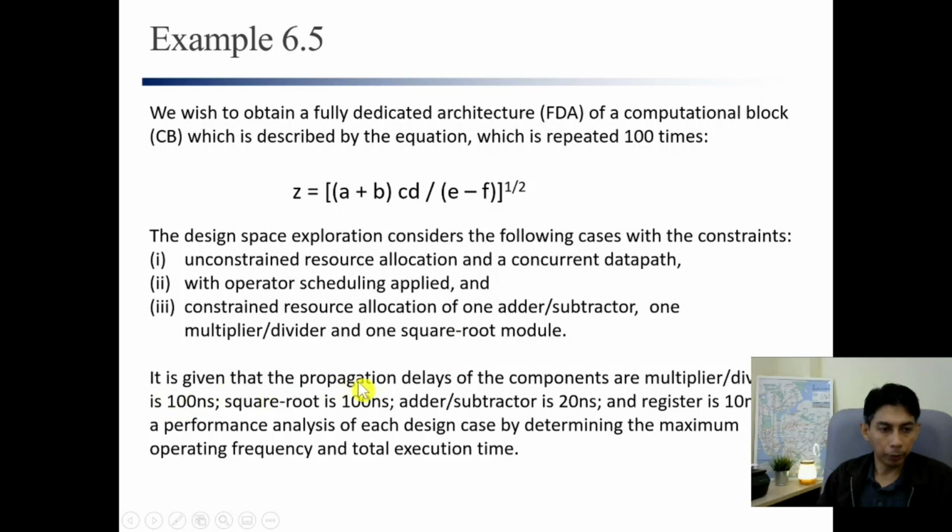It is given that the propagation delay of the multiplier or divider component is 100 nanoseconds, and the square root module is also 100 nanoseconds. The adder-subtractor is 20 nanoseconds. So we can see that the square root and the multiplier have more delay compared to the adder-subtractor. Yes, of course, because these are expensive and the circuit is larger, so the propagation delay must be higher.